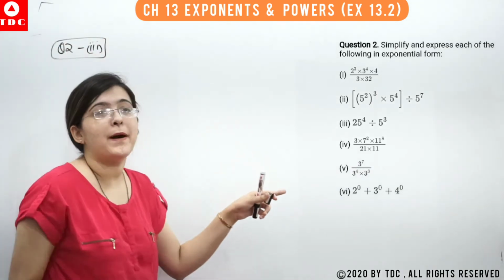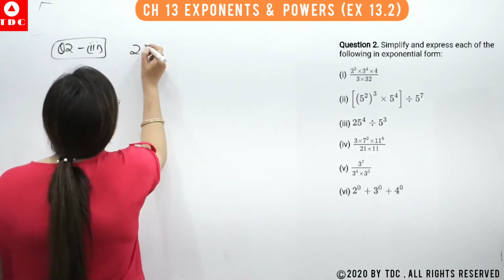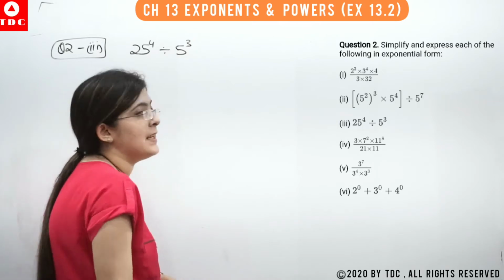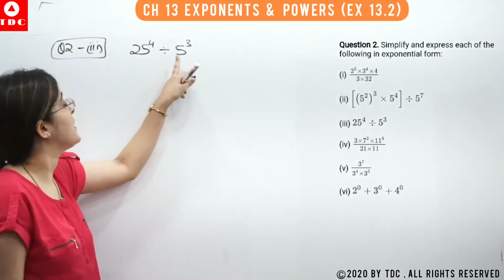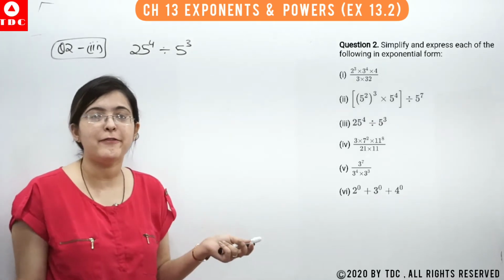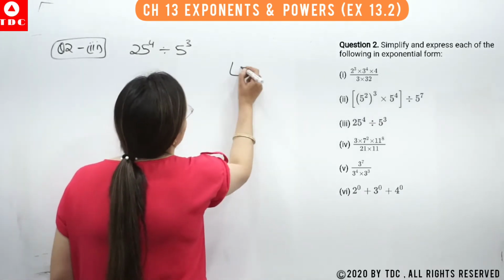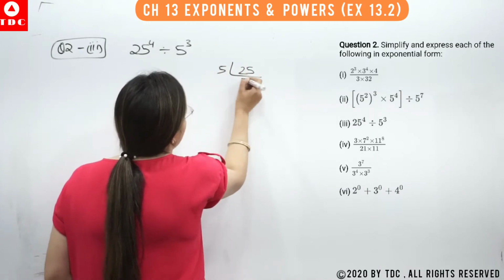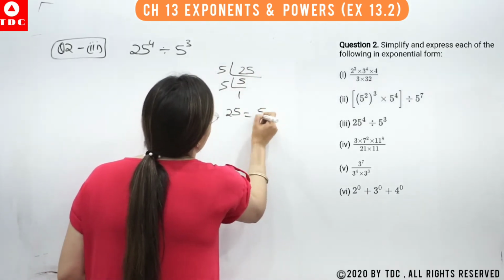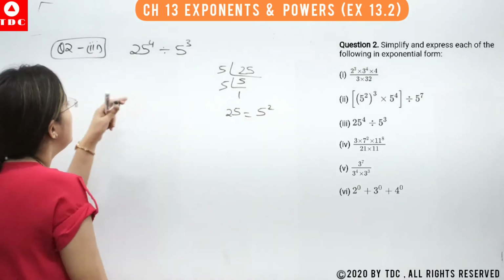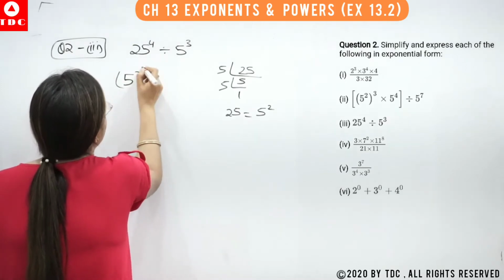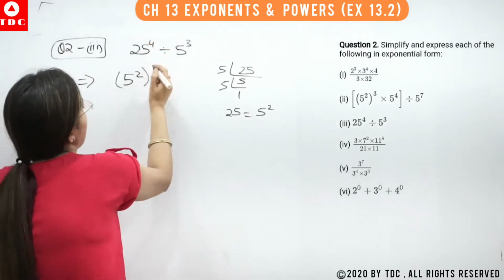What is the third part? 25 to the power 4 divided by 5 to the power 3. Okay, now to solve this we can see the base. This is prime, but this is not prime, 25. So we will prime factorize it. 5 fives are 25, so what can we write 25 as? 5 to the power 2. In place of 25 we will write 5 to the power 2, and the power 4 is already there.